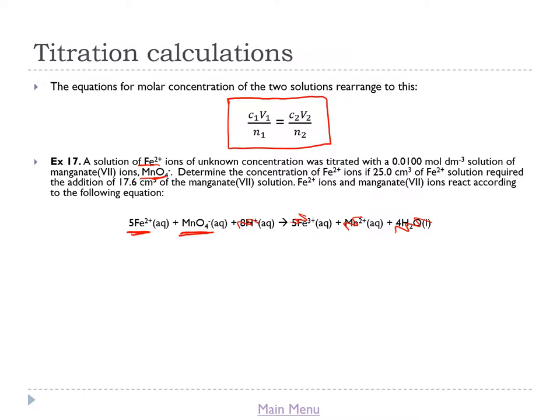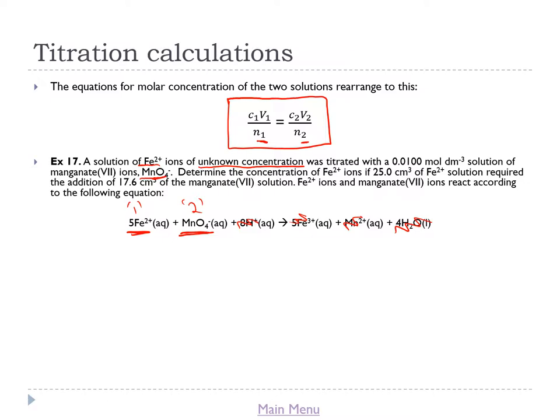Now, we're going to set one of these things as the ones and one of them as the twos. It does not matter which way round you do it, but I find it tends to make more sense if the unknown thing is your ones. Now, in this question, it says that the Fe2+ ions have the unknown concentration. So let's make Fe2+ our 1s. So I'm going to put a little 1 there to remind me of that. And then the MnO4s will be our 2s.